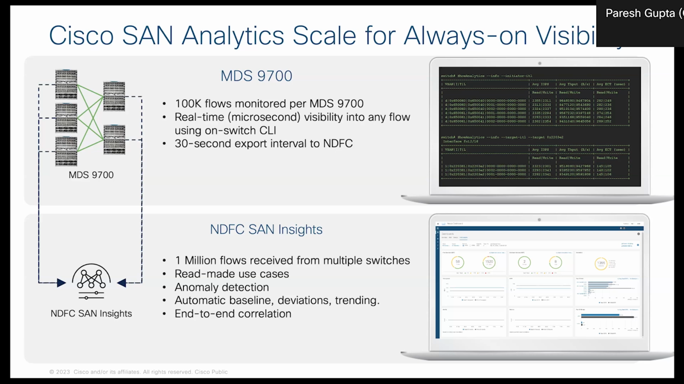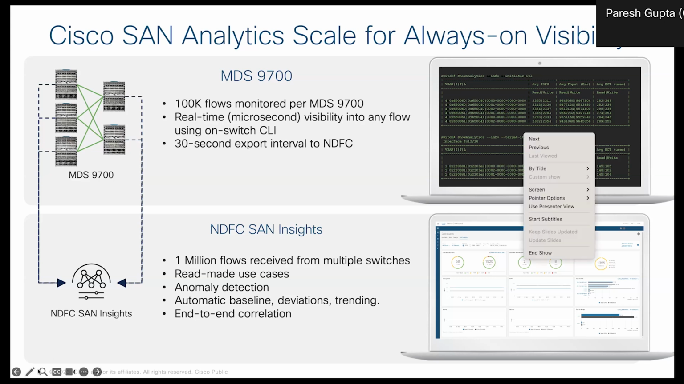And the way we define a flow is an initiator, target, and LUN, or a namespace if you're running NVMe. So on a single MDS 9700 director, that switch can inspect up to 100,000 flows at a microsecond granularity, right? And I really mean that. And let me try to zoom into my slides.